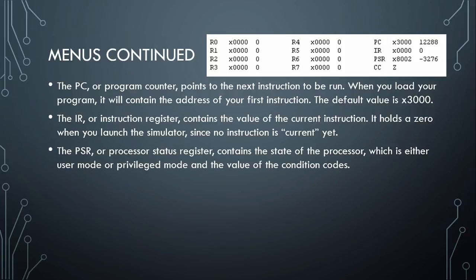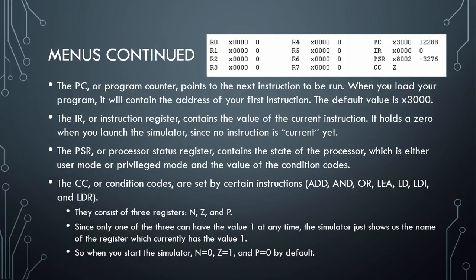The PSR, or processor status register, contains the state of the processor, which is either user mode or privilege mode, and the value of the condition codes. The condition codes, or CC, are set by certain instructions: add, and, or, LEA, LD, LDI, or LDR, and they consist of 3 registers. If you recall, those 3 registers are N, Z, and P. All right, so negative, zero, positive. Since only one of the 3 values can have a one at any time, the simulator just shows the name of the register which currently has a value of 1. So when you start the simulator, Z has the value 1. If you end up with negative values, obviously it goes to N. If you end up with a positive value, it goes to P.